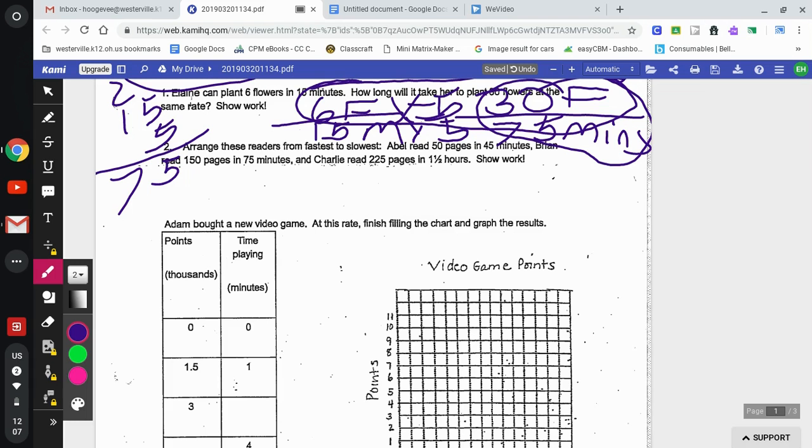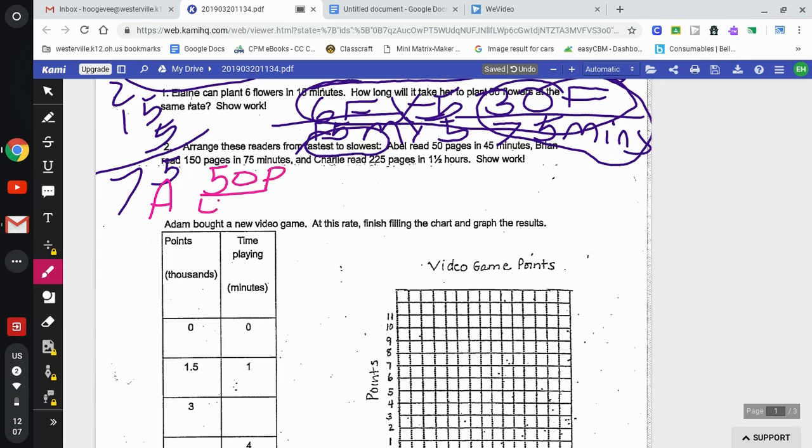Just like the next one. They got 3 players here: Abel, Brian, and Charlie. All right. We're trying to find who reads the fastest and put them in order from fastest to slowest. That's the most important part. Looking at this, we're going to find unit rates. So I'm going to do A for Abel. He does 50 pages in 45 minutes. So I'm going to write 50 P over 45 M.